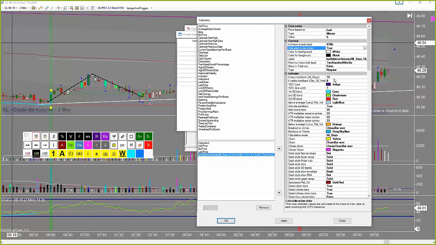I'll set it to true. Calculate on bar close, true. Extreme spikes, 10 days back. Let's set it to 5 days back and then set this to 2,800.